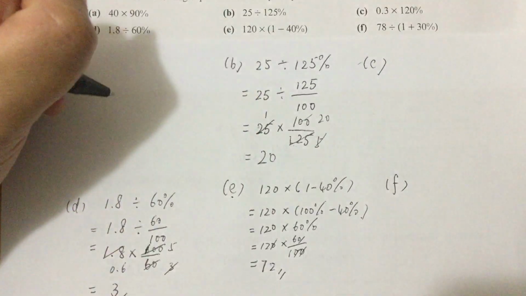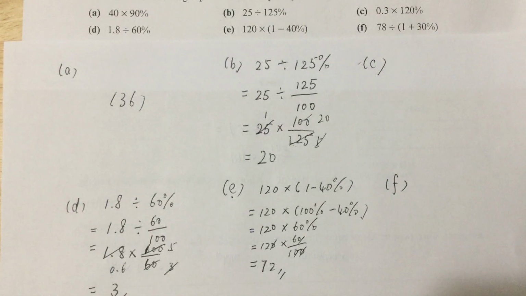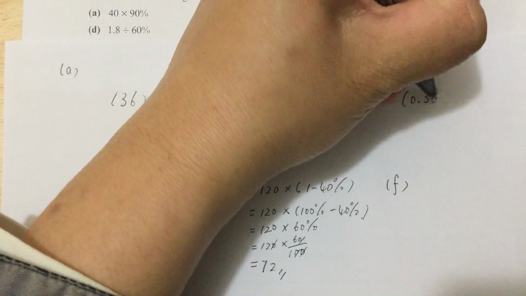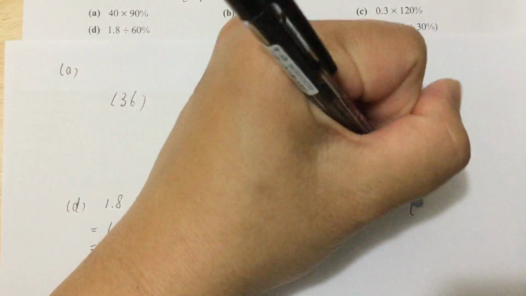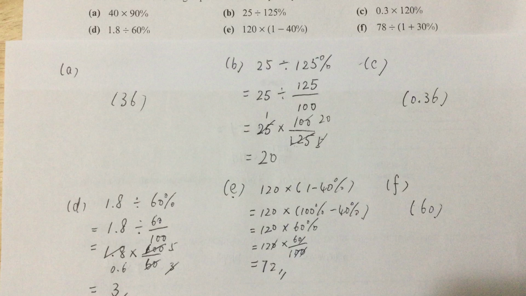For part A, the answer is 46. For part C, the answer is 0.36. And for part F, the answer is 60. Okay, so make sure that you know how to calculate these questions. Okay, now after finishing these questions, I will have one more question for you to do before finishing this video.